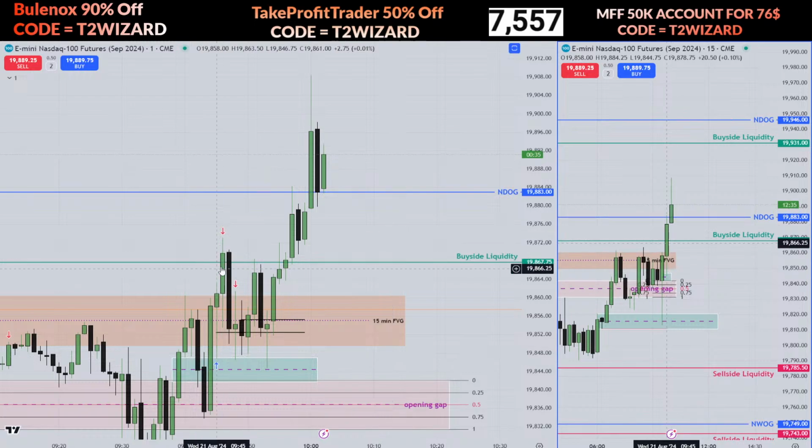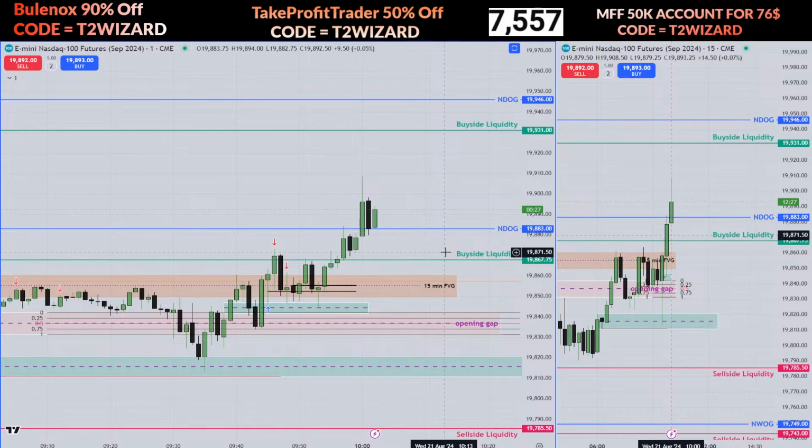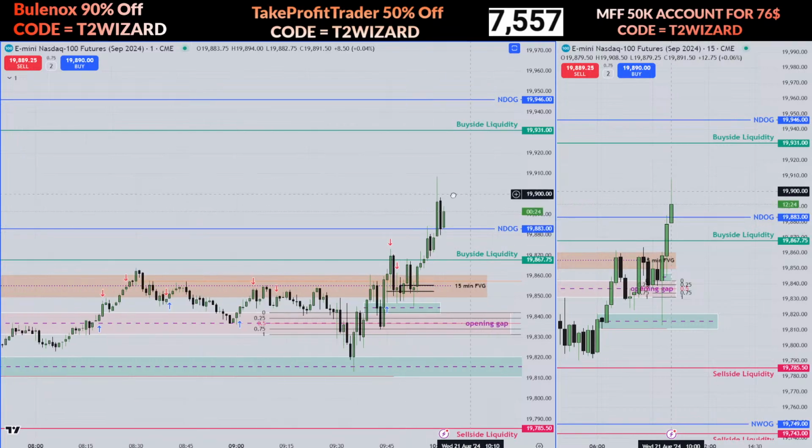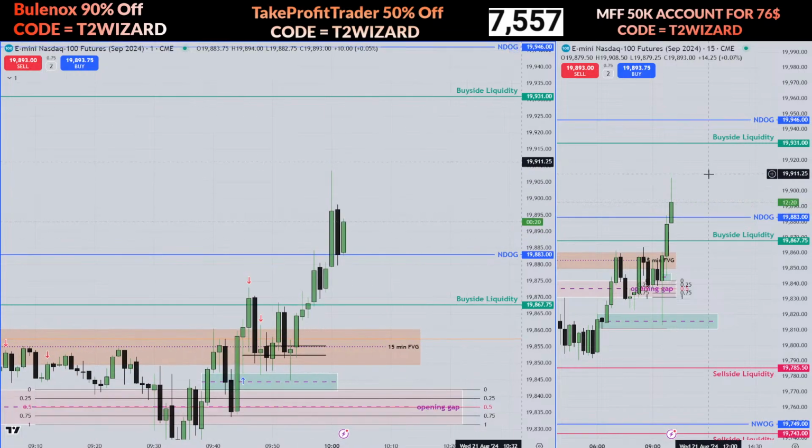So first I have taken the partial at a certain level. That was the certain level. So I have taken the partial, then I put my stop loss to break even. Before taking the partial, I don't trail my stop loss. I try not to trail my stop loss.